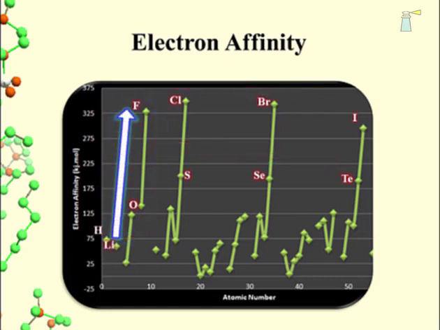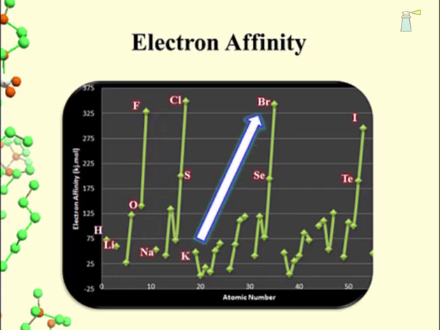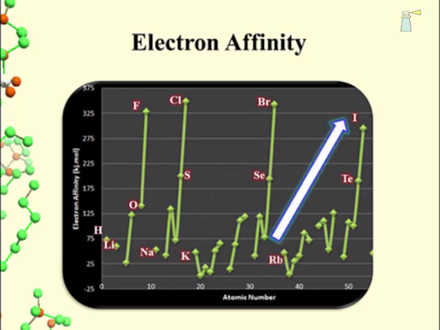As to the trend of increasing EA going across the row, we see a low electron affinity with column 1, lithium, rising to a large EA with fluorine. Same pattern crossing the table from sodium to chlorine, potassium to bromine, rubidium to iodine. There's a fair amount of non-trend behavior with the heavier d-block elements.